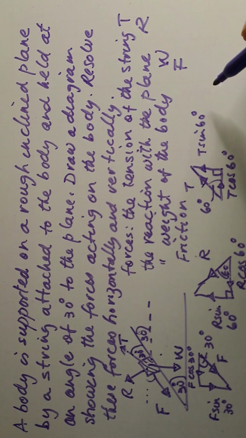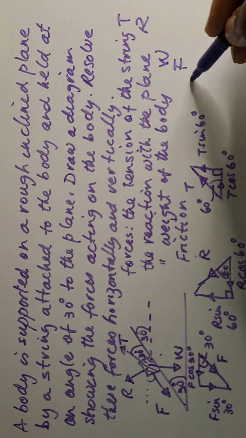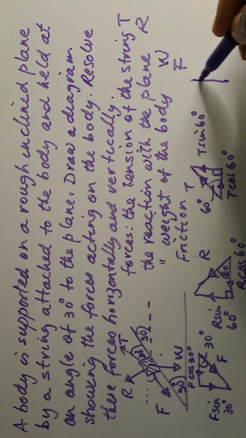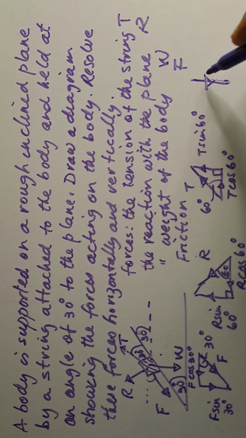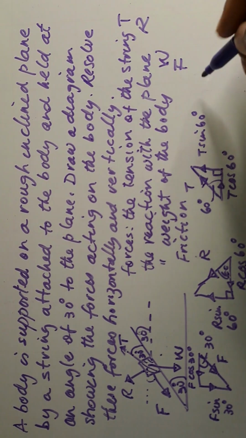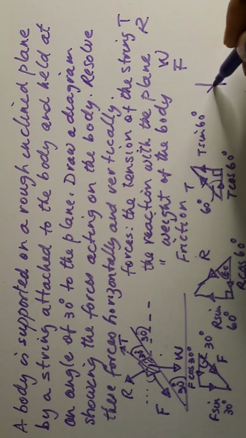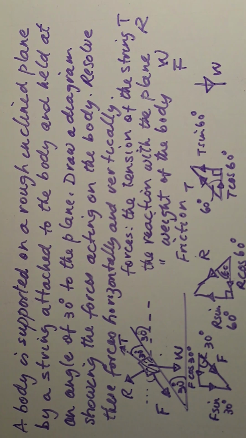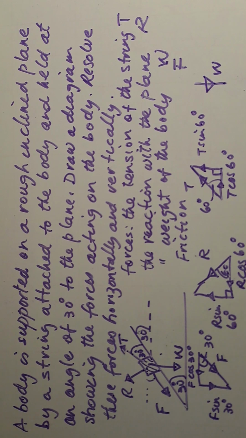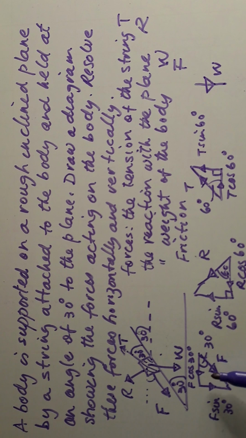And lastly, we have the weight. This only has one component, and it acts downwards. Let's draw that a little better. W acting downwards. So there we have it. We have our components. Make sure the arrows are correct.